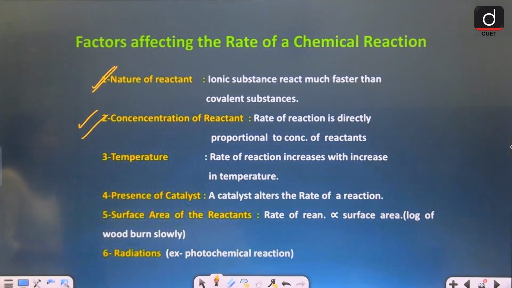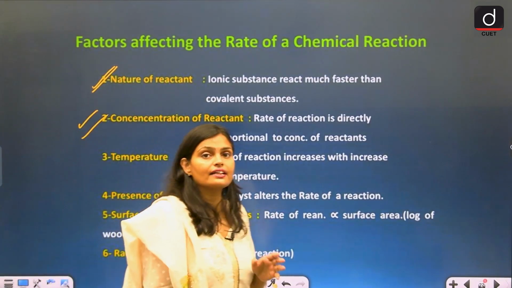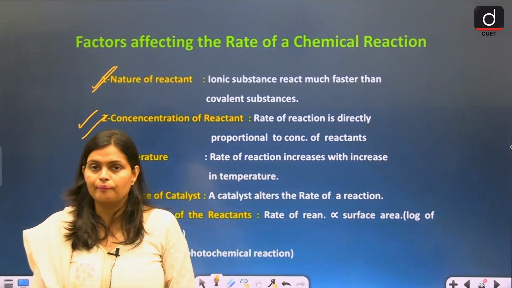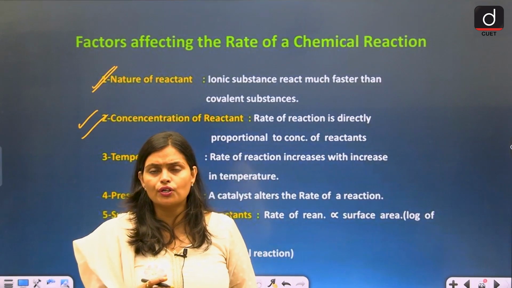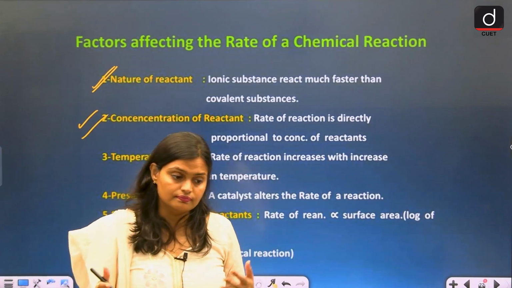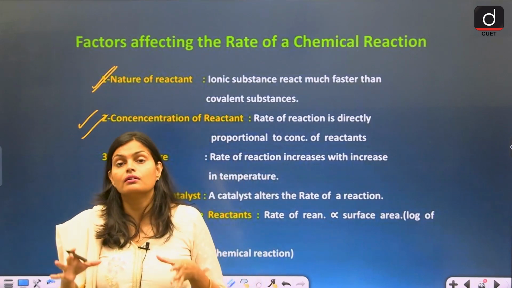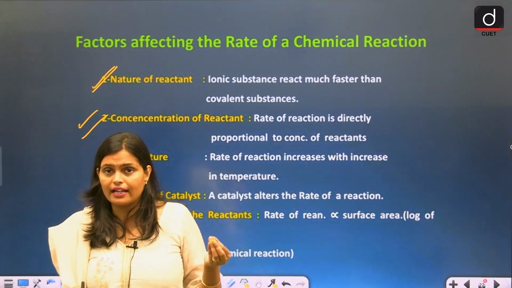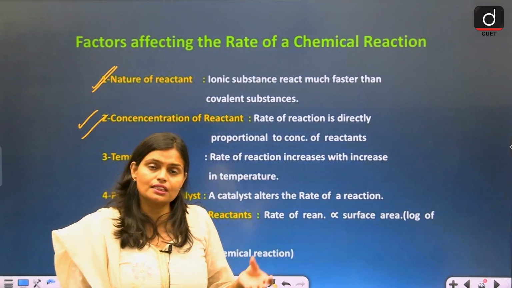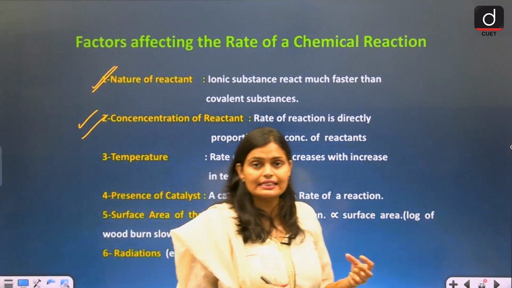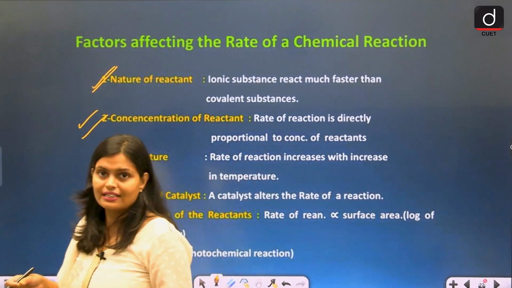Next, concentration of reactant. The rate of reaction is directly proportional to the concentration of reactant. Suppose initially you have lots of reactant molecules. So all the reactant starts converting into product, and very fast you get the product. After some time, the product increases and the reactant molecules slowly decrease, so it will take a little more time to convert into product. So the more the concentration of reactant, the more product you will form. As the concentration of reactant decreases, the formation of product also decreases.